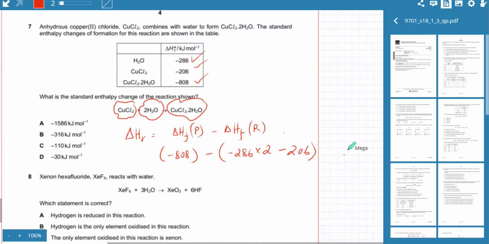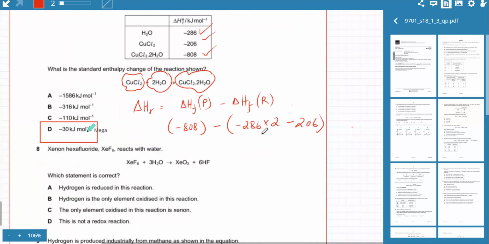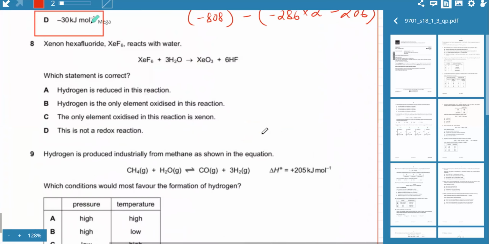D minus 30. Okay, so that's going to give you D. Now remember, most Hess cycle questions would be like this. They would be very simple. So if enthalpy of formation of the reactants and the products is given, you just have to do product minus reactants and you're going to find the enthalpy of that particular reaction. Vice versa, if enthalpy changes of combustion of everything in the reaction or equation is given, then you can do enthalpy of combustion of reactants minus enthalpy of combustion of products, and that would give you the enthalpy change of the reaction. So most energy cycle questions can be solved using these two formulas.